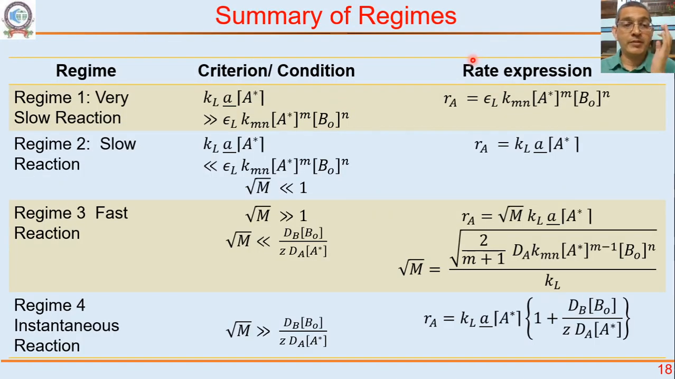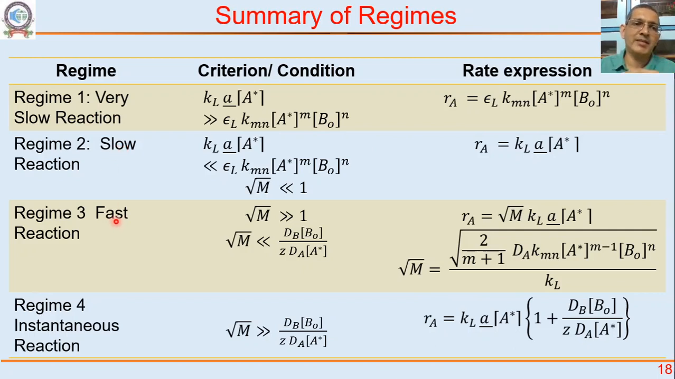So if you just try to summarize: regime 1, very slow reaction, this is the condition, this is the rate expression, generalized for M and N. Regime 2, slow reaction, this is the expression. Regime 3, fast reaction, generalized expression. Regime 4, this is the condition, this is the rate expression. You try to understand all these things. When you say very slow, it means the reaction is very slow compared to mass transfer. Slow means the reaction is slow as compared to mass transfer.